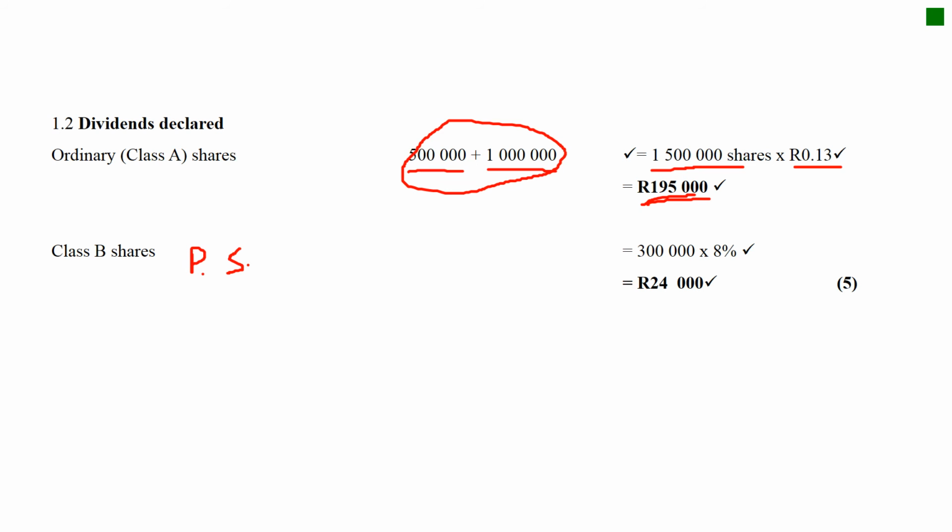When it comes to Class B shares, that is the preference shares, these now are straightforward because they have a fixed dividend, which is 8% per annum. In this case, we simply look at the number of shares that were issued, that is 300,000 preference shares multiplied by 8% dividend. That gives us 24,000 for the year.